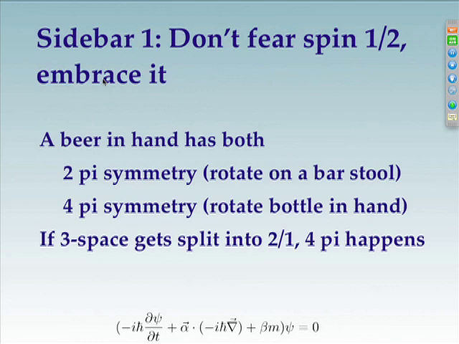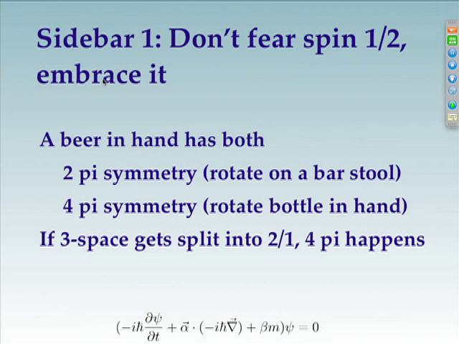So I'm going to talk a little bit about spin 1/2, because that's what makes this difficult. And what I'm going to argue is that we should embrace it and not fear spin 1/2. So a beer in the hand, let's say I don't really have a beer, so why don't we just use a camera? Let's think about 2 pi symmetry.